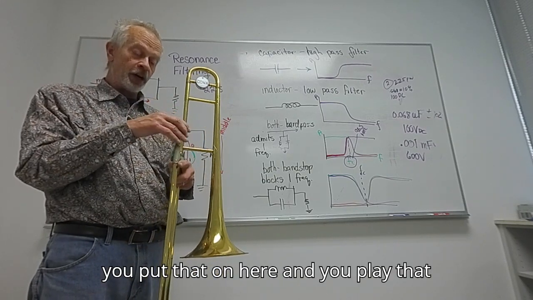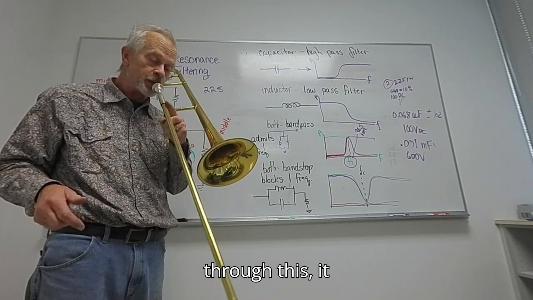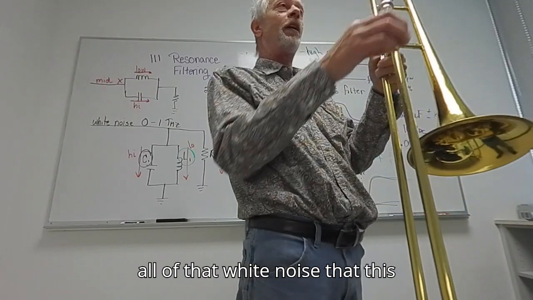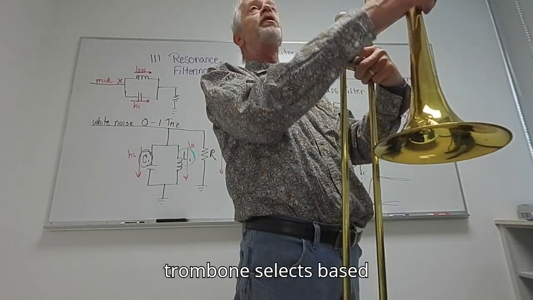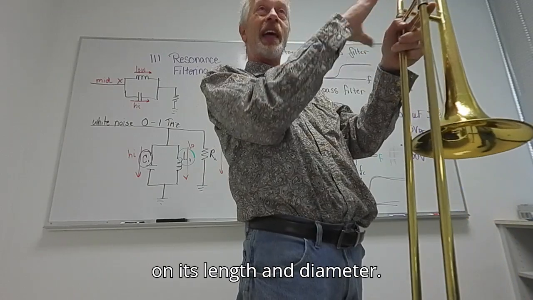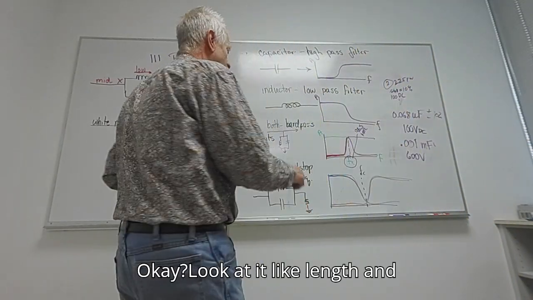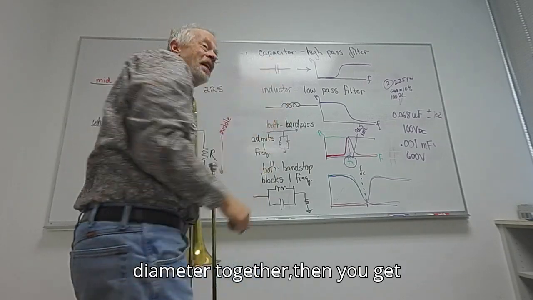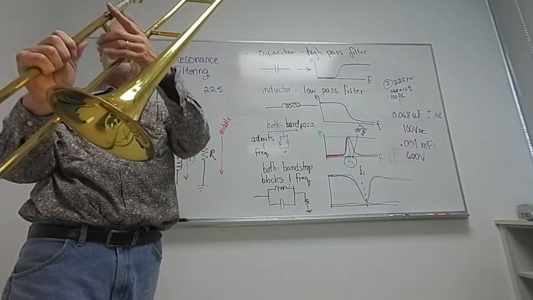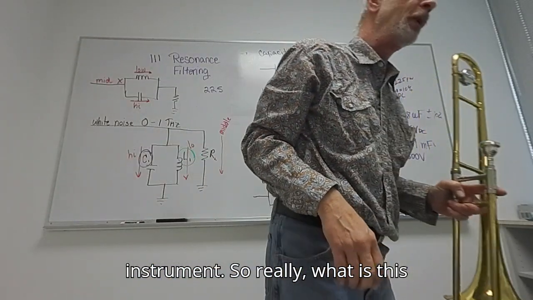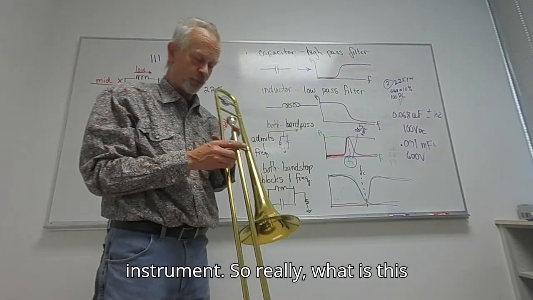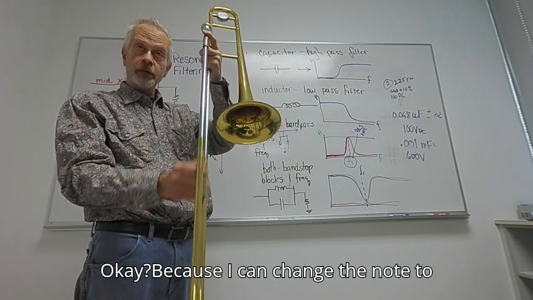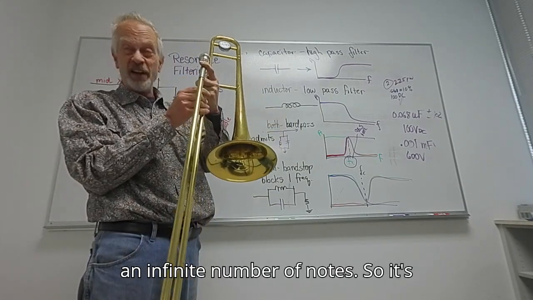And when you put that on here and you play that through this, it gives you one note out of all of that white noise that this trombone selects based on its length and diameter. Okay? Look at it like length and diameter. You put a certain length and diameter together, then you get a trombone or any other musical instrument. So what is this really? It is a continuously variable, okay? Because I can change the note to an infinite number of notes.